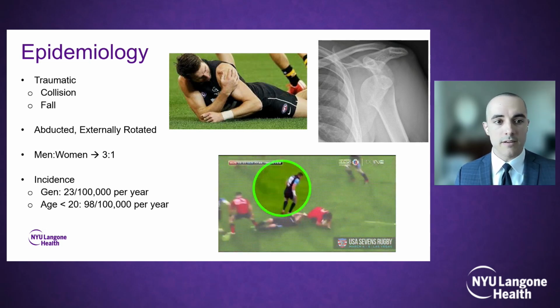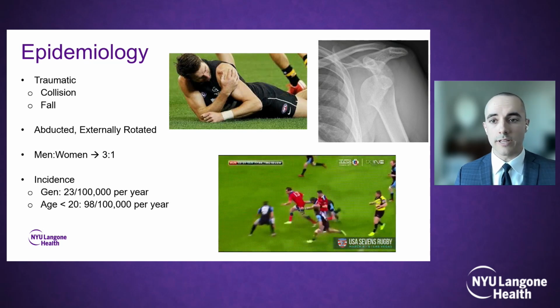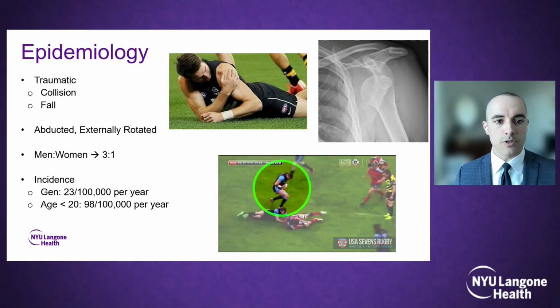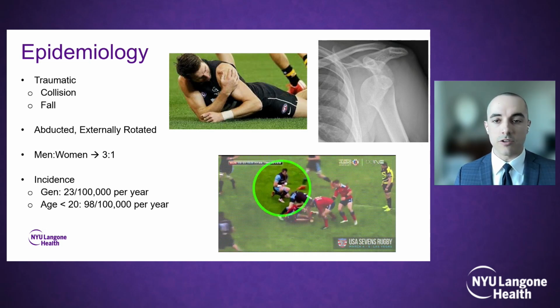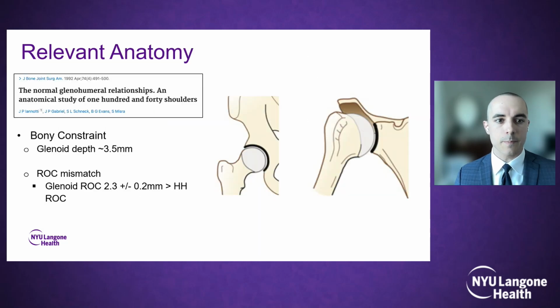It's much more common in men, with an incidence of about 3 to 1 compared to women. And the overall incidence in the general population is about 23 per 100,000 people per year. But you can see this incidence nearly triples in patients under the age of 20, which is a proven risk factor for recurrent dislocation.